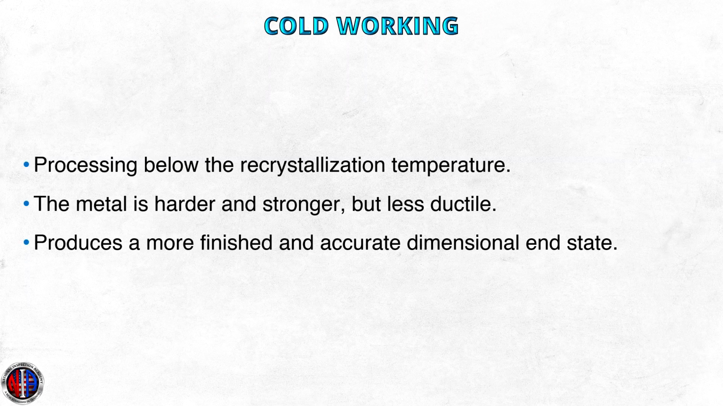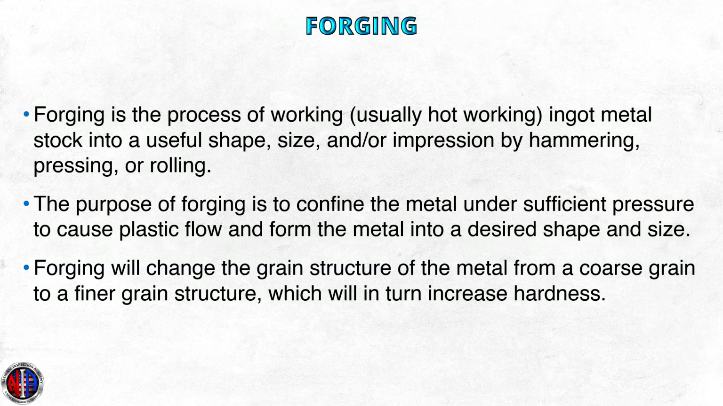Cold working. Cold working is the processing of the material below the recrystallization temperature. The metal is harder and stronger, but less ductile. Cold working produces a more finished and accurate dimensional end state. Forging. Forging is the process of working, usually hot working, ingot metal stock into a useful shape, size, and/or impression by hammering, pressing, or rolling. The purpose of forging is to confine the metal under sufficient pressure to cause plastic flow and form the metal into a desired shape and size.